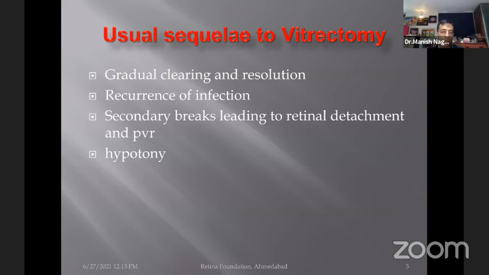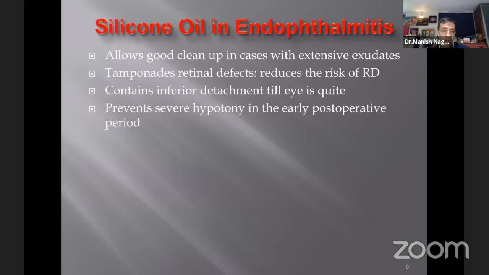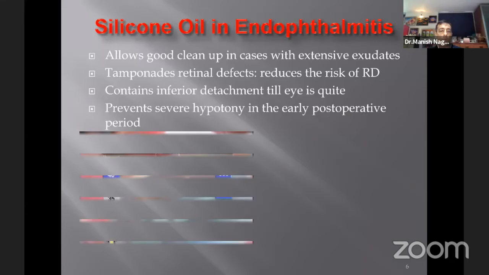vitrectomy for endophthalmitis. So silicone oil in endophthalmitis, what we feel is, it allows a good cleanup in cases with extensive exudates. You can take liberty to do a very good peripheral cleanup, and it tamponades the retinal defects in case you have an iatrogenic break or a missed break, which was there because of the inflammation. And anyways, breaks are more likely in these inflamed eyes. It contains any inferior detachment till the eye is quiet so that you can tackle it later. Otherwise, it goes into a very early PVR. And with inflammation, it's difficult to tackle it very fast, and it prevents severe hypotony in the post-operative period.